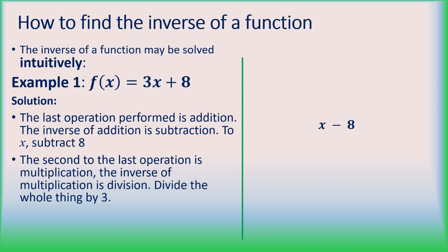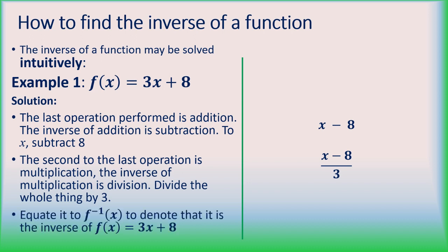Okay. Second step, the second to the last operation is multiplication. And the inverse of multiplication is division. Therefore, we divide the whole thing by 3. So we have x minus 8 all over 3. And then equate it to this notation. We call it f raised to negative 1 of x. And this is to denote that it is the inverse of f of x equals 3x plus 8.